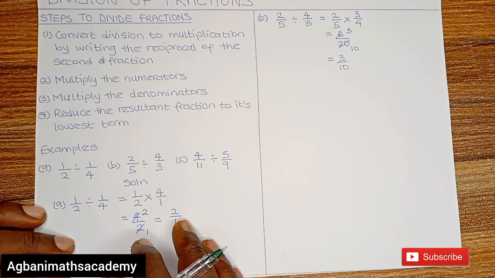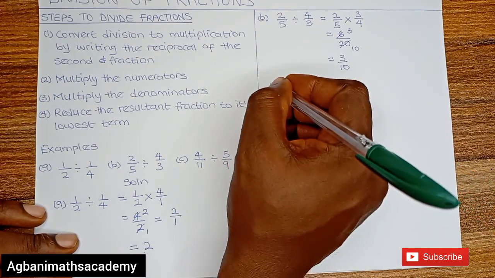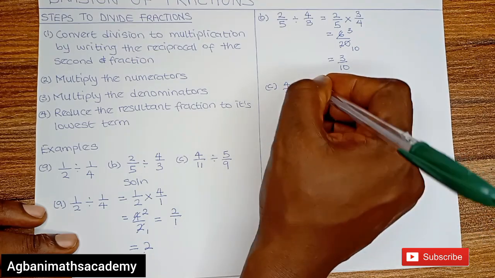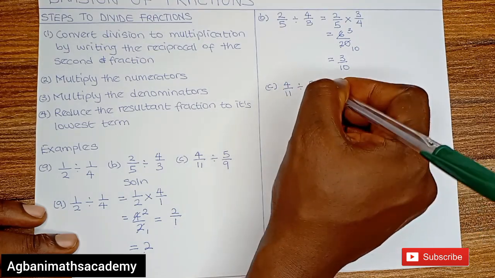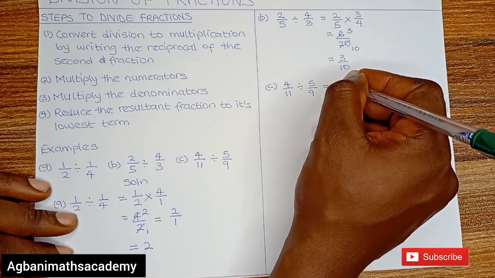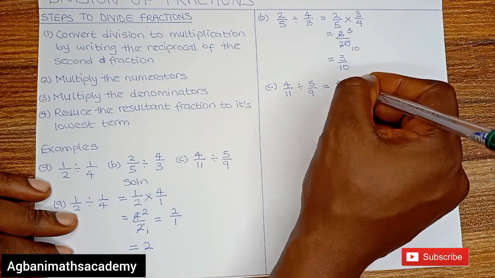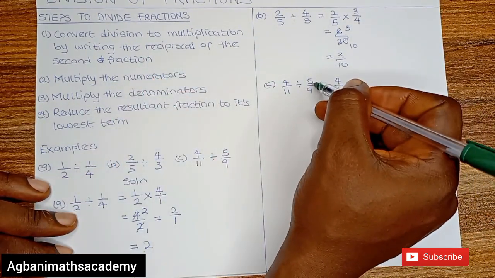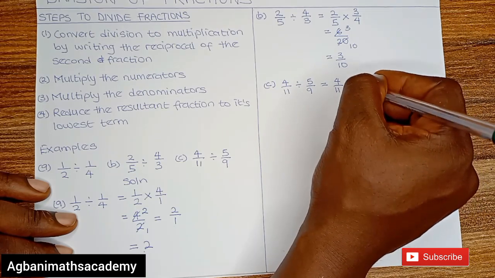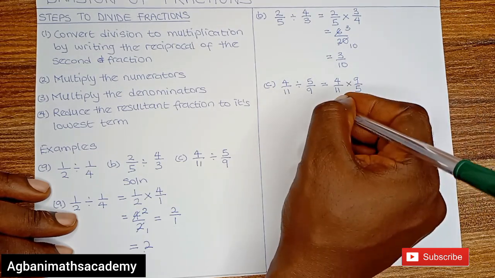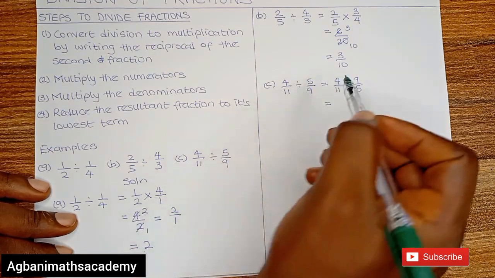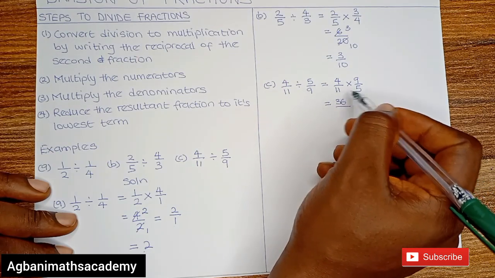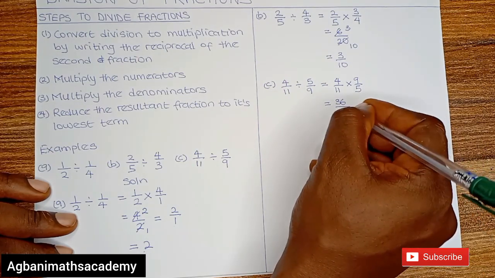Okay, so let's look at the third example. Example C. We have 4 all over 11 divided by 5 all over 9. So our first step remains converting division to multiplication. So 4 all over 11 multiplied by, and then we write the reciprocal of the second fraction. So 5 all over 9 is going to become 9 all over 5. Step 2 says multiply the numerators. 4 multiplied by 9 is going to give us 36 all over 11 multiplied by 5 is going to give us 55.